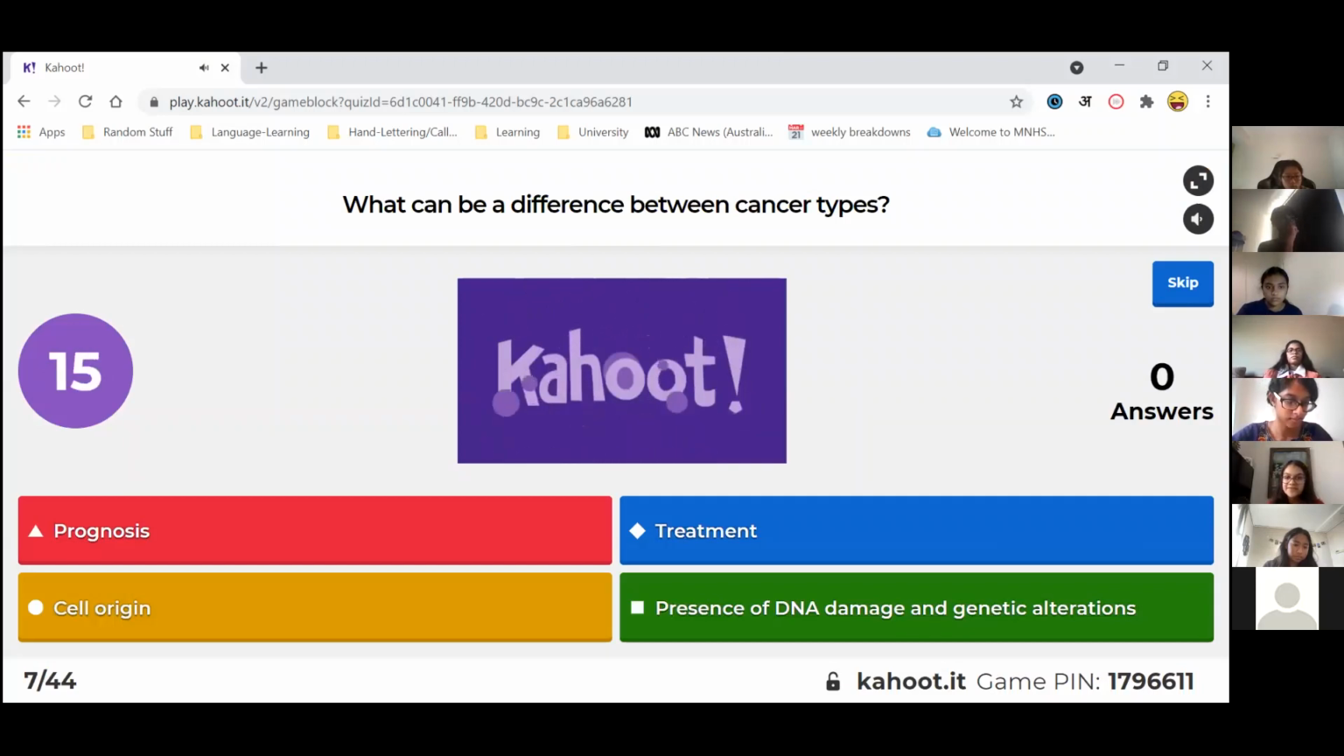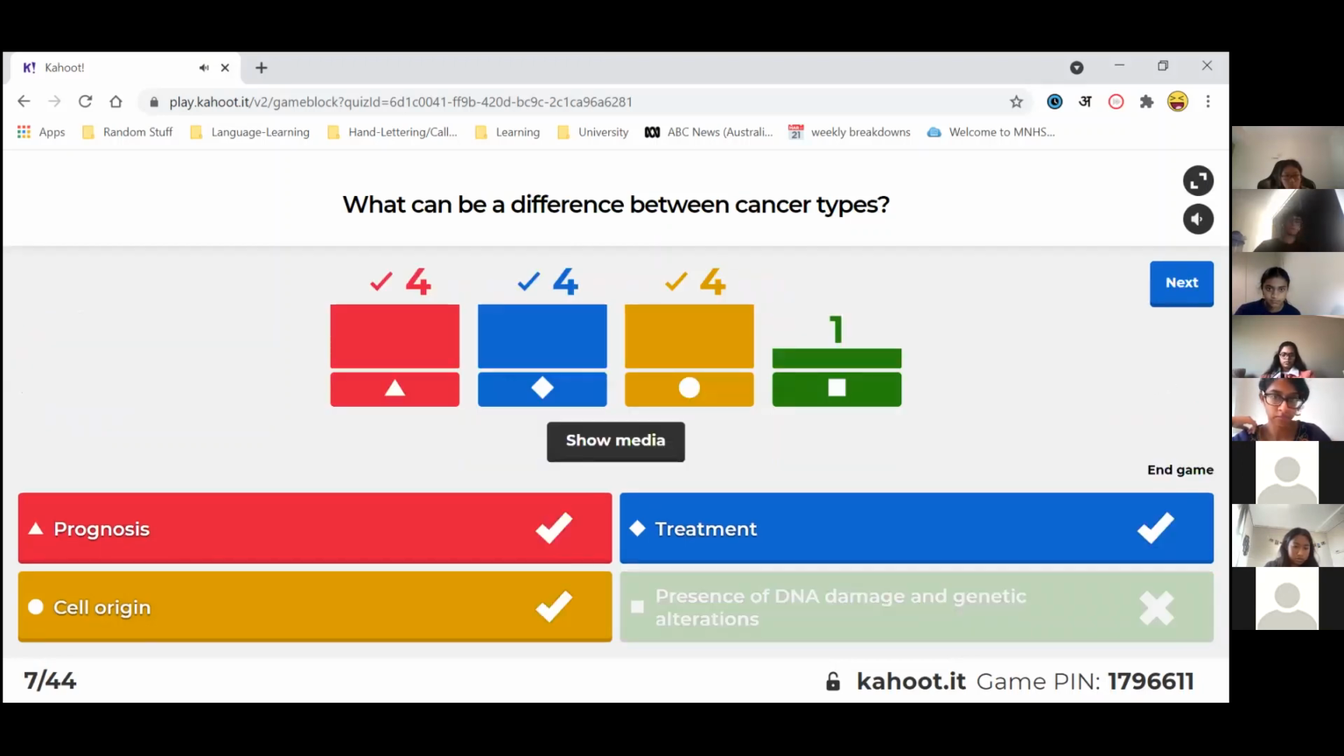So what can be the difference between cancer types? Yep, perfect. So prognosis can be different. The cell origin of the cancer can be different, but all cancers result from the presence of damage to their DNA, and this can be from different factors like the environment or other things. And there's a question on that a bit later.